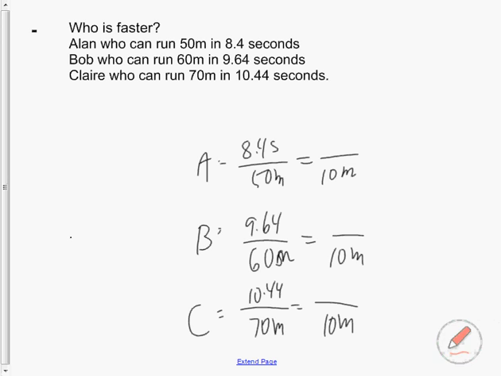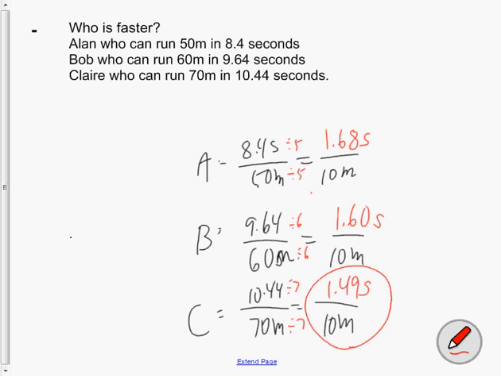So if I set it up like this, what I'm able to figure out is, if I divide both terms by 5, and both terms by 6, and both terms by 7, I'm going to create unit rates that are going to be comparable. So when you do the math on all of these, this is what it works out to be. So if it only took Claire 1.49 seconds to run 10 meters, and it took these guys this long to run 10 meters, obviously Claire was the fastest of the three.